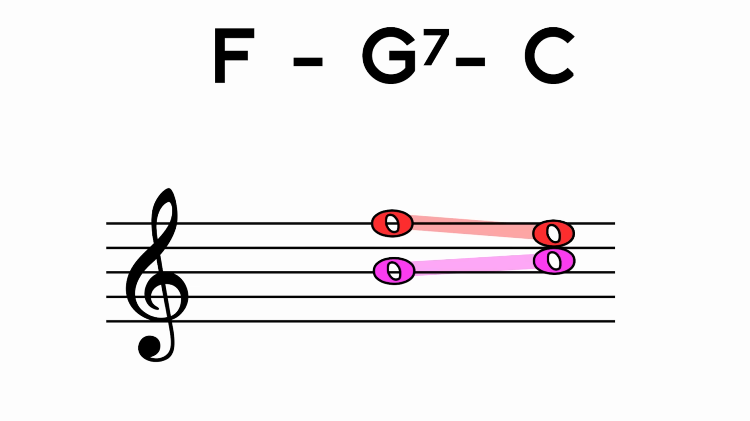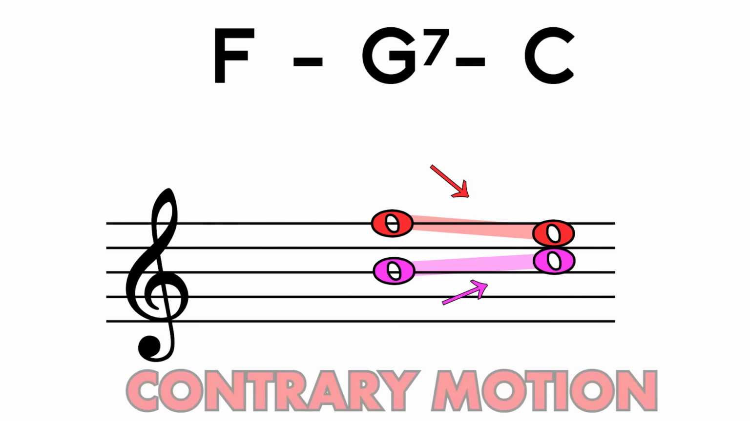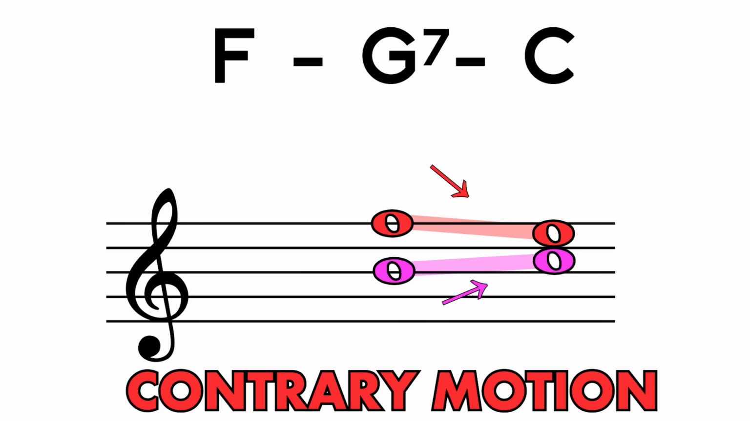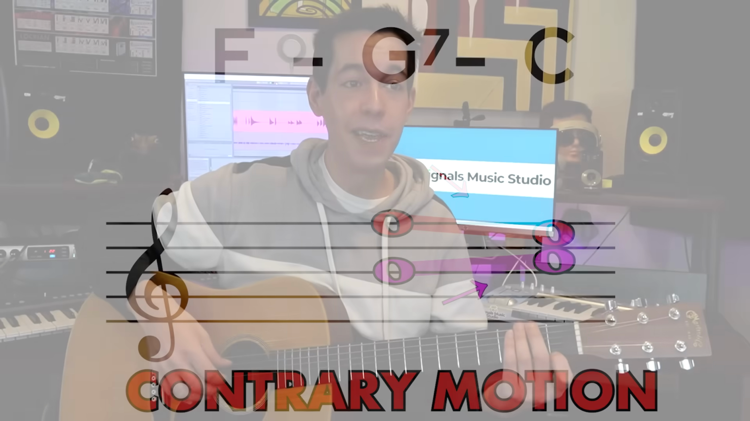So we don't have parallel motion. They're not moving together. They're moving in opposite directions. This is contrary motion. And it's another kind of motion that we really want to try to include in our voice leading because it sounds great. It's interesting. We can feel it. We can hear it.